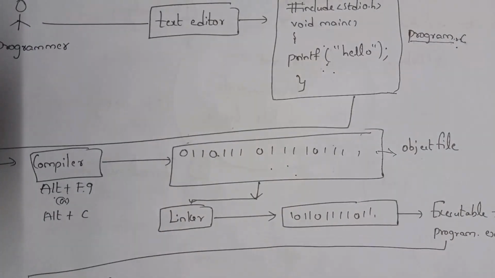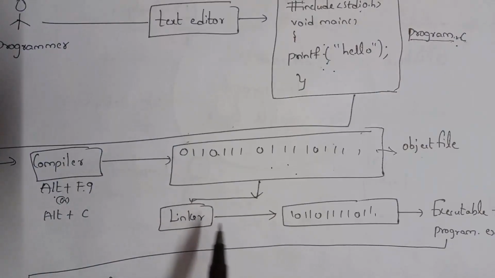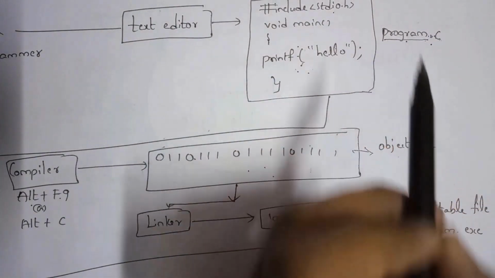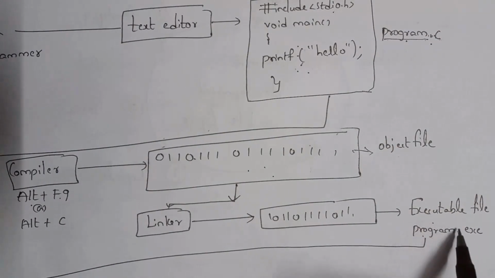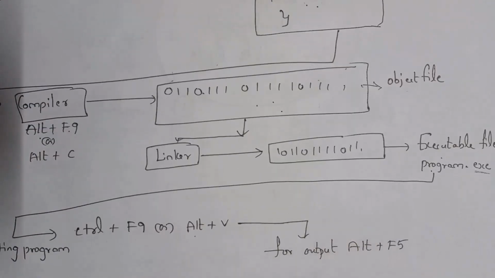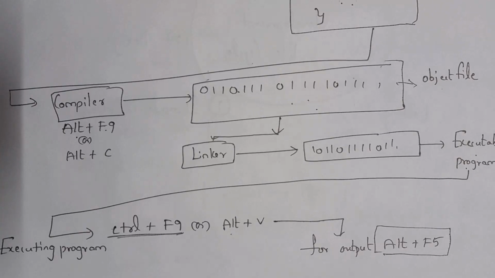After compiling program, next step is linking program. Now your program is linked to header file stdio.h. This process is known as linking. After linking your program with header files, then executable file will be created. Now your program.c file is converted into executable file, that is program.exe, where exe stands for executable file. So whenever you click on Alt F9, both compiling and linking will be done. Whenever executable file is created, if you click on Ctrl F9, then you can execute your program. After executing your program, in order to display output, you need to click on Alt F5. Whenever you click on Alt F5, then you will get your output. This is how we create, compile and execute a program.